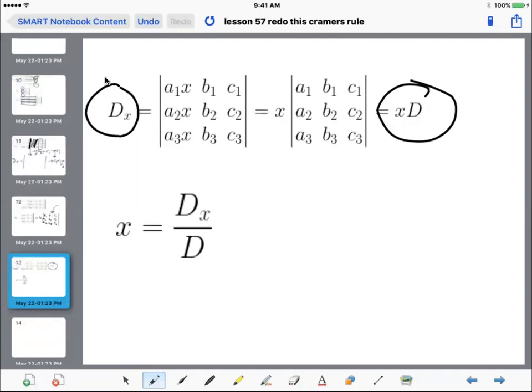Okay, someone asked, what if D was 0? Yeah, so when D becomes 0, you've got 2 rows that are the same, and there'll be either infinite solutions or no solutions. That's a great question. If this thing would end up being undefined, it will happen in the case where there's infinite solutions or no solutions.